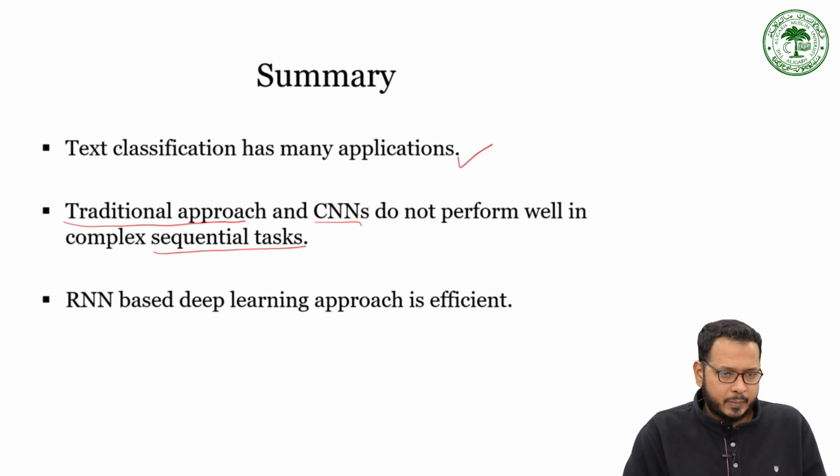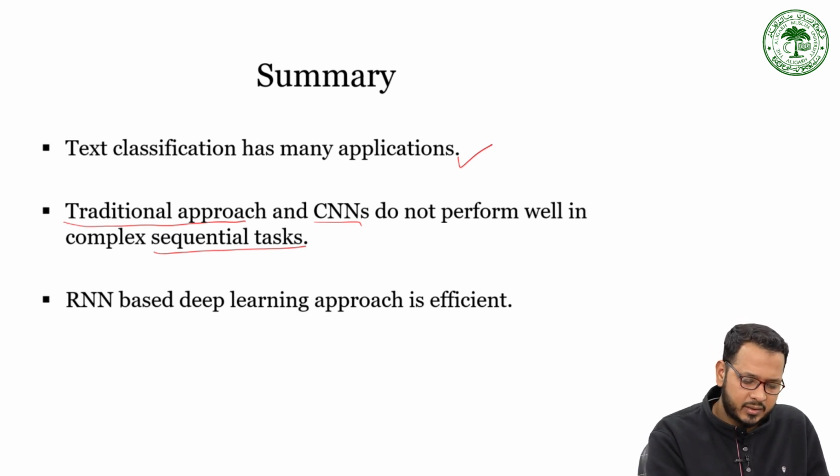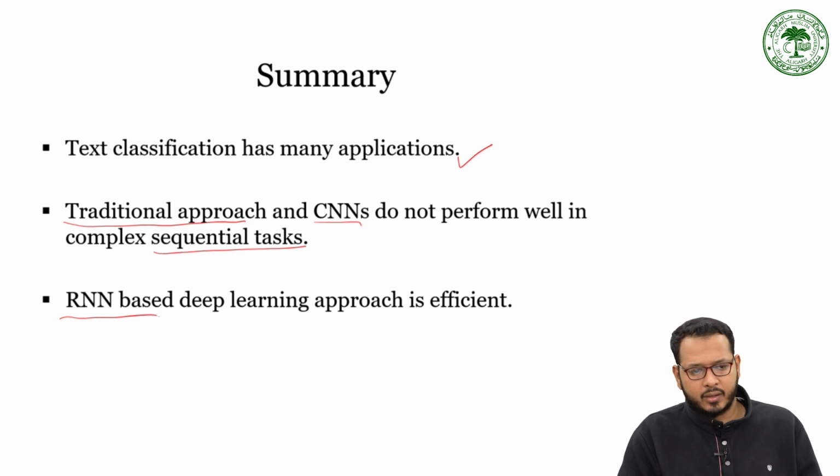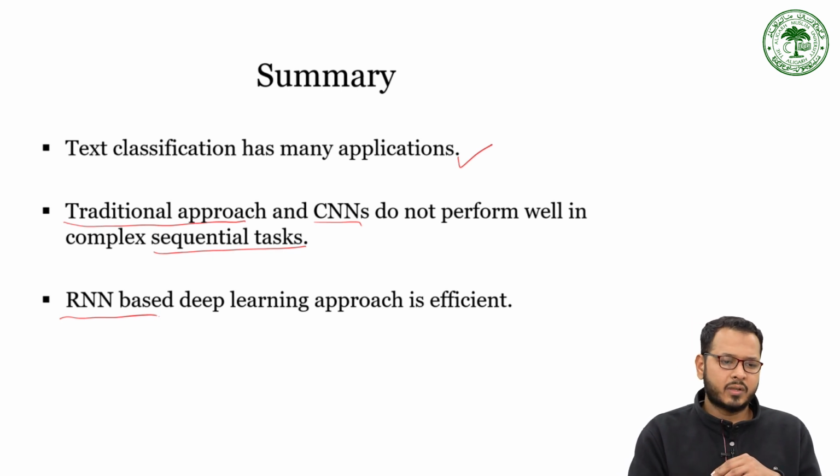So RNN-based deep learning approaches are much more efficient for problems like text classification, and that's why they are more common for the same. And RNNs, especially based on gated recurrent units GRU and LSTM, have become more common in this specific task of text classification. So this is all about this lecture.